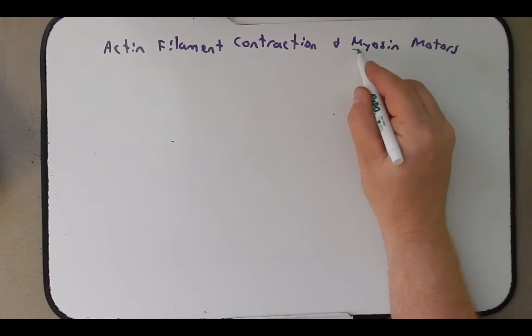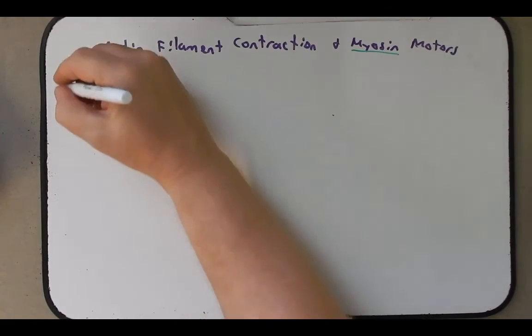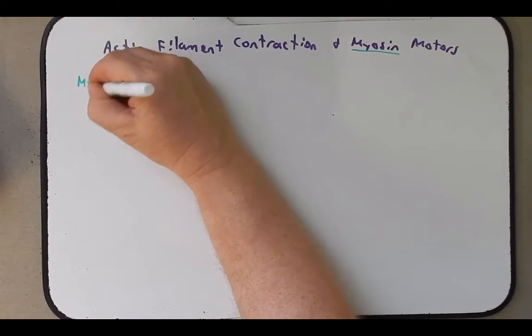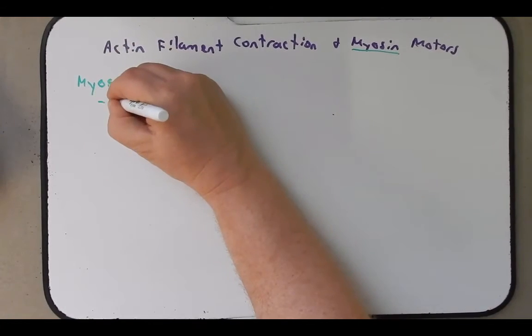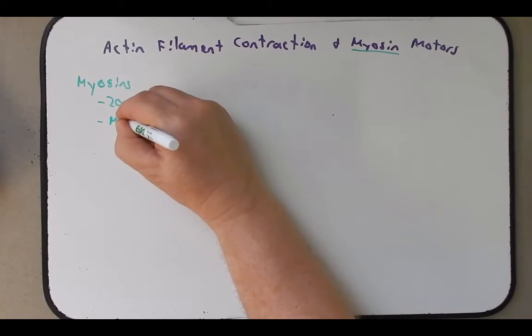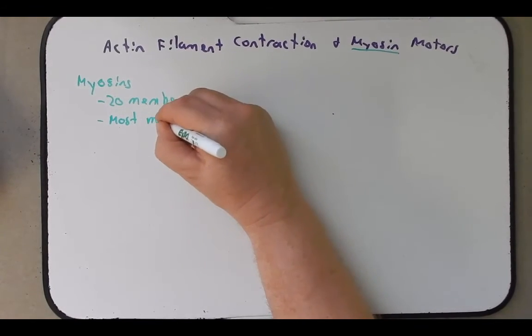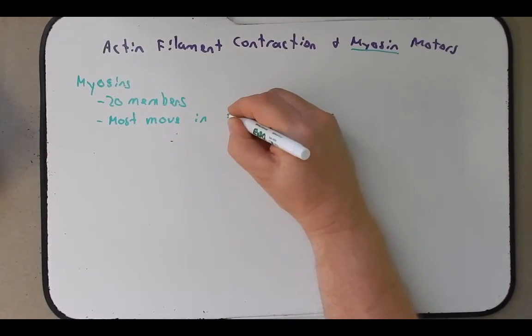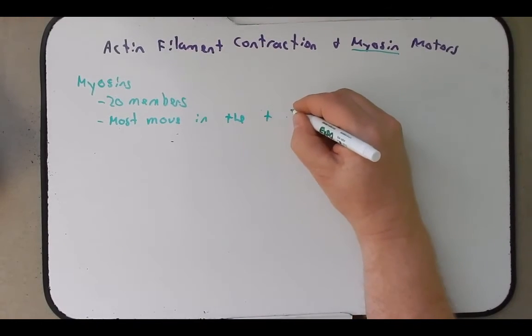Well, there's only one kind of motor protein for actin filaments, and they are this family called myosins. There's about 20 members in this family. Most, not all, but most move in the positive direction.